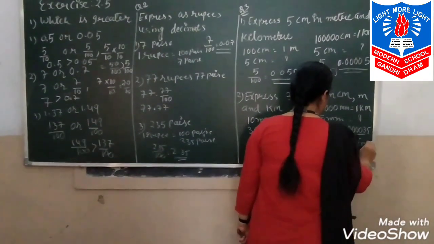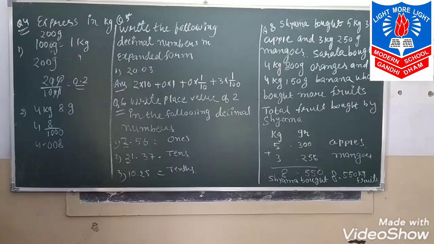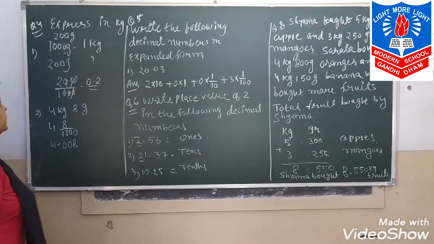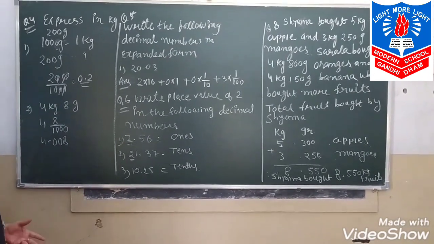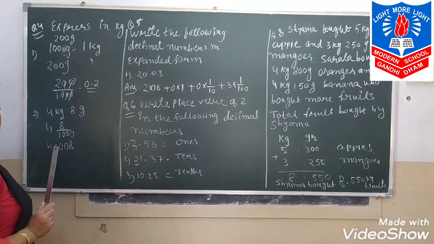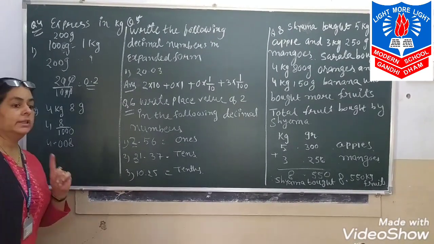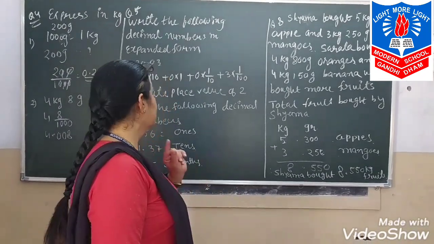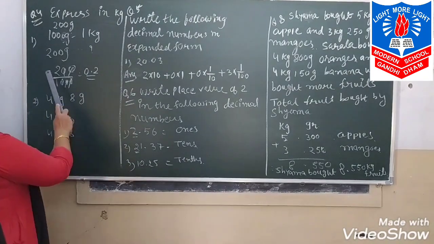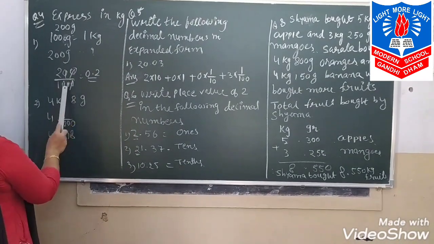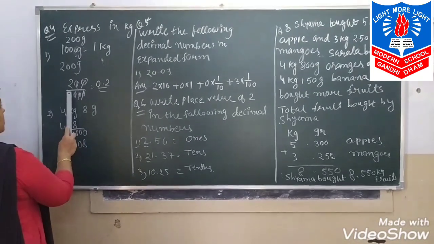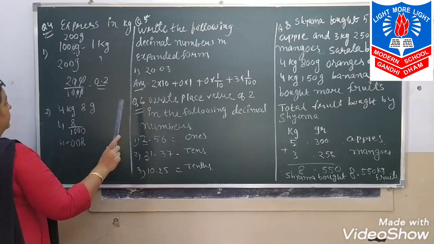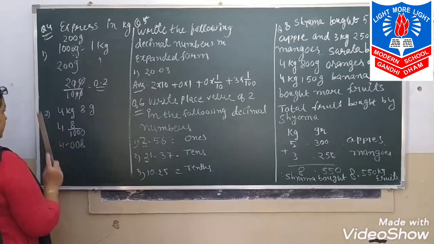Number 4, express in kg. First, 200 gram is given. We know 1000 gram is equal to 1 kg. I repeat, 1000 gram is equal to 1 kg. So 200 gram is equal to how much? 200 upon 1000, 0 cut. 2 upon 10 is equal to 0.2. Point after 1 digit because here is 10.